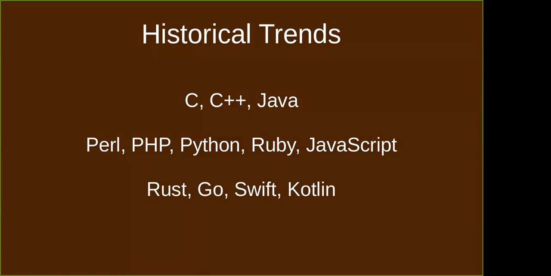Whereas in the last 10 years or so, a lot of the newer languages that have gotten uptake have been more statically typed languages like Rust, Go, Swift, and Kotlin. Those languages seem to be on the upswing, and people seem more interested in what you can do with statically typed languages and some of the advantages that they have.